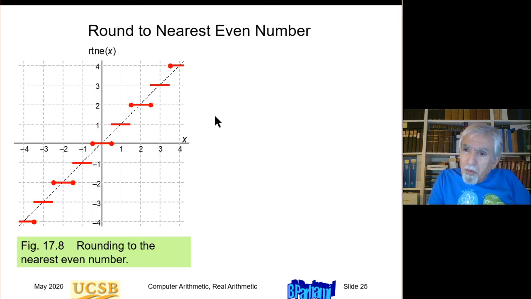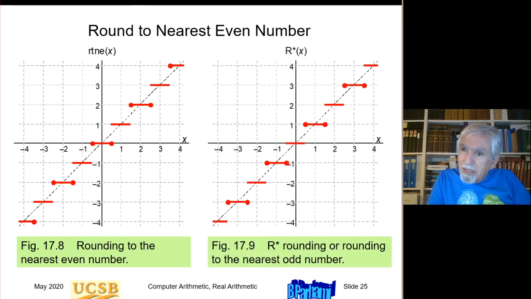And this is why round to nearest even is the default rounding mode in the IEEE standard, because it has this desirable property of error being symmetric. Some midway points are rounded up and some midway points are rounded down.